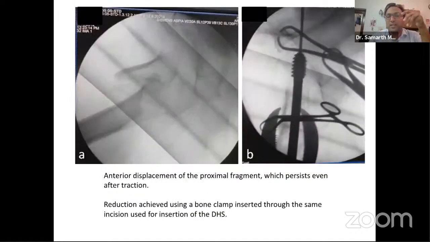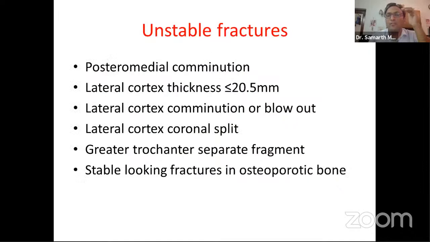And there are these fracture types wherein the iliopsoas can get attached or some fragment can get in the way, wherein you need to go in and take a bone holding clamp and get the proximal fragment reduced with the distal fragment. So all in all, we need to understand what the unstable fracture types are. And once you get reduction in these fractures, the good thing to do is to nail them because they are more stable when fixed with nails rather than DHS.